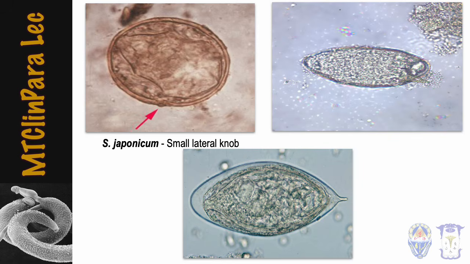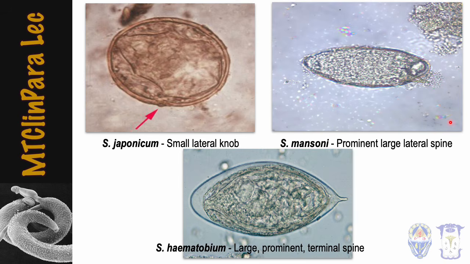So this is the S. japonicum. This contains a small lateral knob, just like here on this picture. While the next one is your S. mansoni. It contains a large lateral spine. While the last one is your S. haematobium, which contains a large terminal spine.